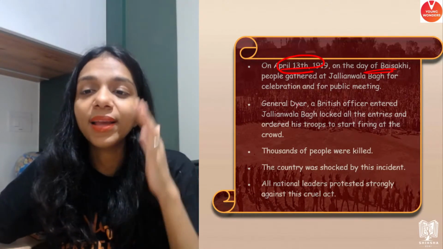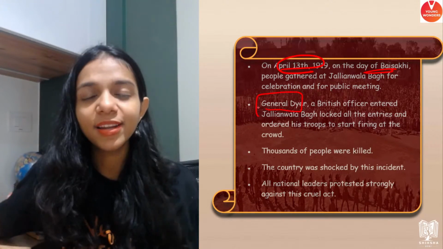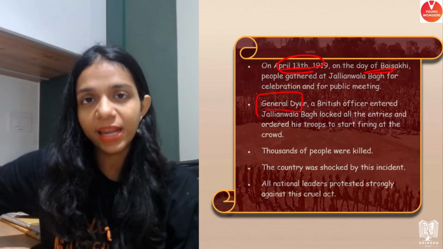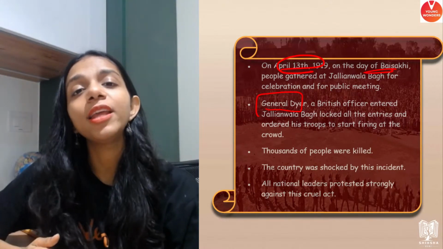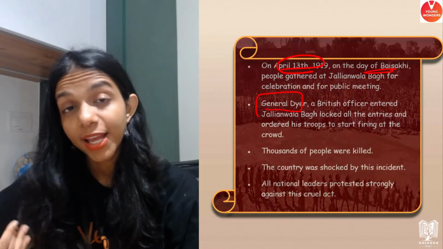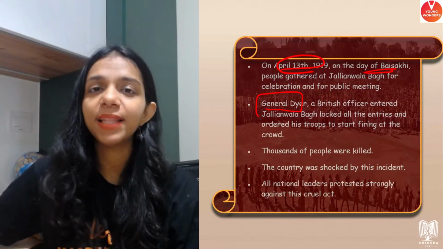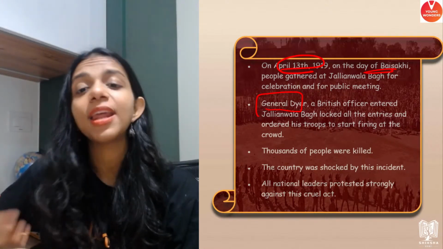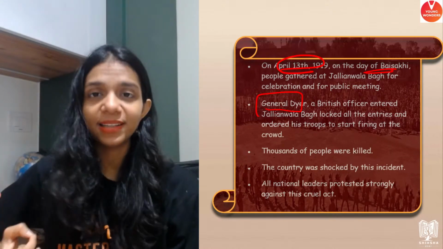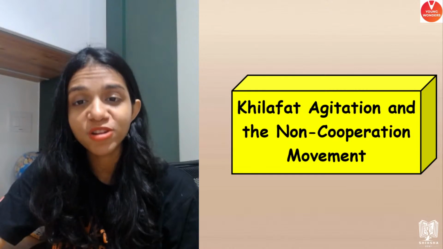Right? So वहाँ के जो British officer थे, General Dyer, he and his officers came. He got the main door locked, that was the entry and exit of the Bagh, and he ordered his troops to shoot at the unarmed people. Now remember, he could have said that please go home, you're not allowed to be there, but thousands of people were killed. And this incident led to a national outcry.